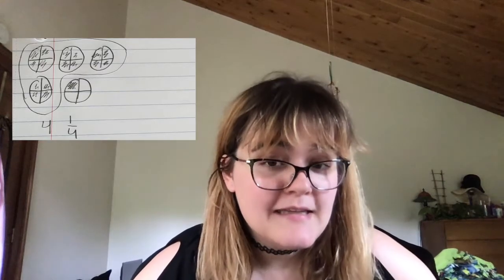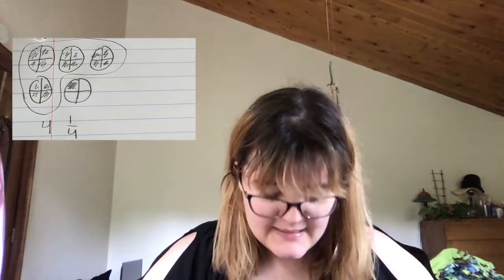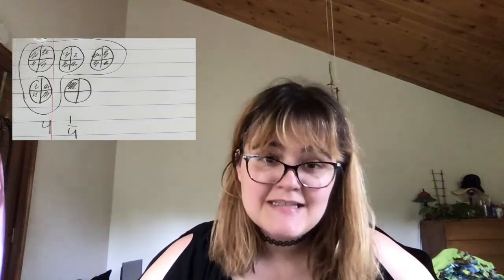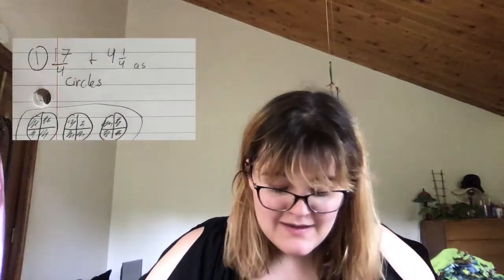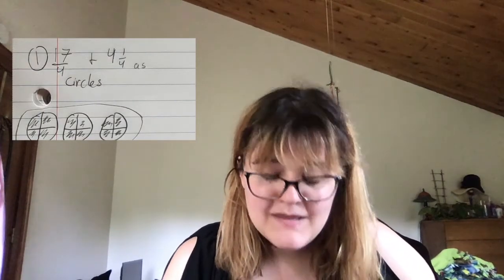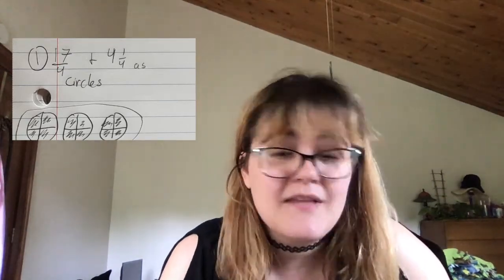The way that I can check and make sure that my 17/4 is in fact equal to 4 1/4 is by doing this. I circle how many of my circles are completely full, which in this case is 4 full circles, and I see how much I have left over. In this case, it's 1/4. Well, wouldn't you know, 4 1/4 is exactly the mixed number that I'm supposed to have for 17/4. So that's how I check it.